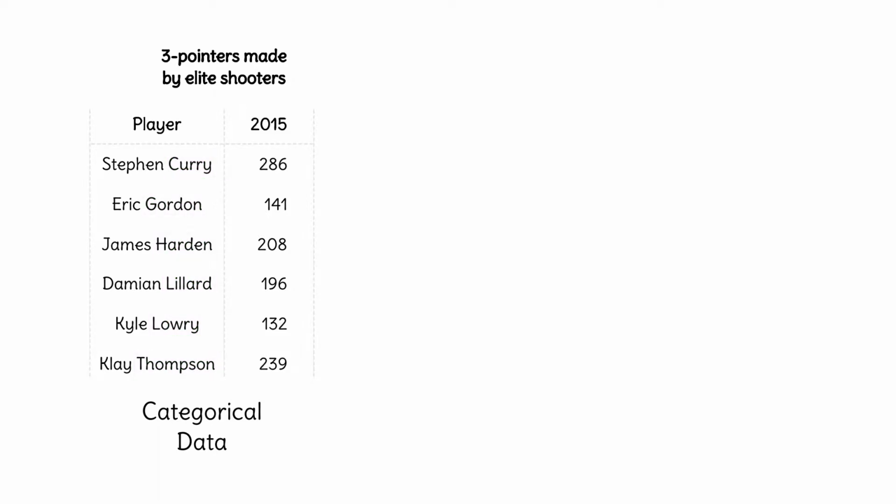Can you see the top three-point shooter? Steph Curry, of course. Can you see the second best player? Klay Thompson with 239. You had to scan to the bottom to notice that Klay Thompson was second best. This is one reason that a bar graph is a great way to visualize categorical data.